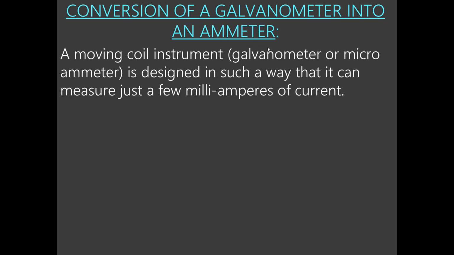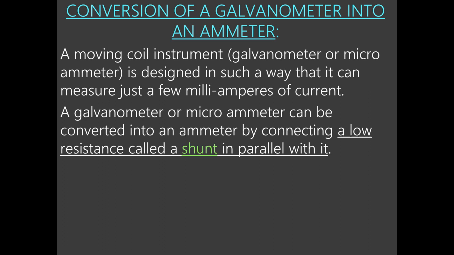A moving coil instrument, that would be a galvanometer or a microammeter, sometimes called a milliammeter, is designed so that it can measure just a few milliamperes of current. A galvanometer can be converted into an ammeter by connecting a low resistance in parallel with it. That resistor is called a shunt. A shunt is a resistor of very low resistance connected in parallel with a galvanometer to make an ammeter.